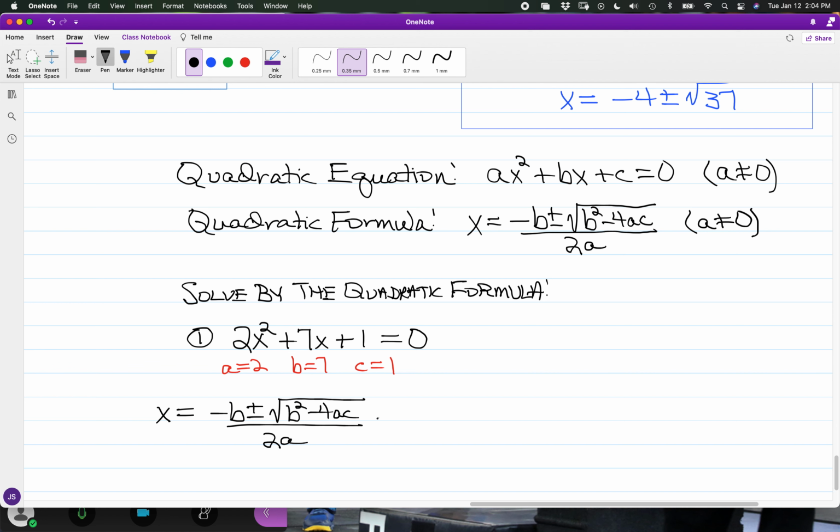if I were to substitute accordingly, we have negative b, and b is 7, so I'm going to take the negative of 7. I have plus or minus the square root of b squared, so b squared is going to be 7 squared, and minus 4ac, so you have minus 4, a is at 2, c is at 1.